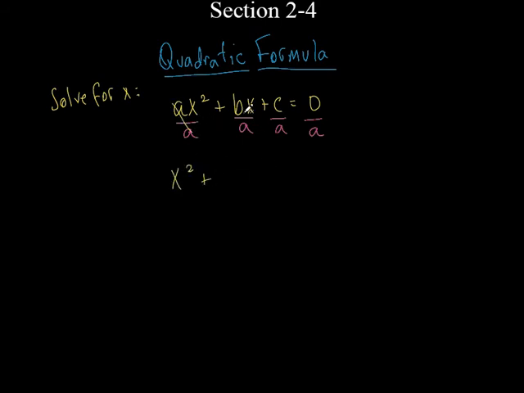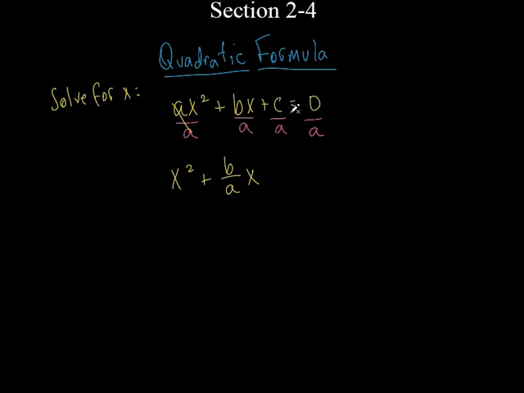So what do I have? x squared plus, and I'm going to write it like this though, b over a as a coefficient. It's the same thing, isn't it? Because bx over a. And then plus c over a equals what? 0. All right. Let's just think ahead a step here so we don't have to write down every little thing.